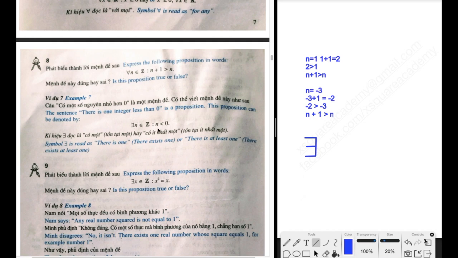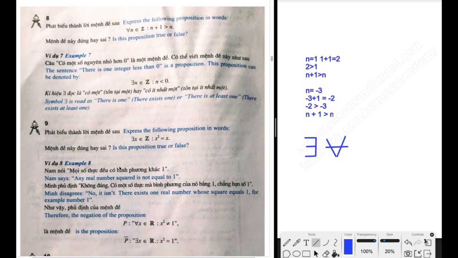So we can express the proposition in words: there is one integer less than 0. Okay, and we have to pay attention to these symbols because we will use them a lot in the mathematics course. Don't make any mistake when using them.